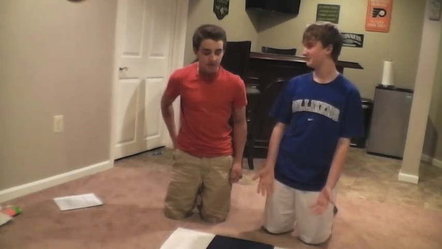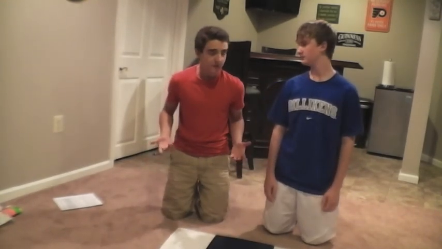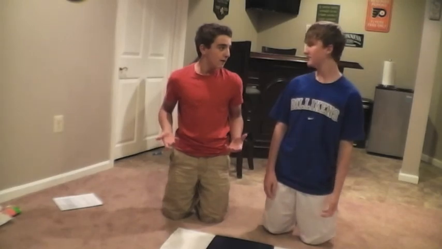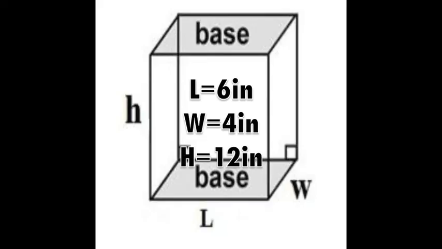But Jack, how can I apply prism theorems to the prism? Simple. All you have to do is find the area of every single lateral face, or the lateral area. How do you find this, you may ask? PH. That's right, PH. Assume the box is 6 inches by 12 inches by 4 inches, 6 being the length, 4 being the width, and 12 being the height.